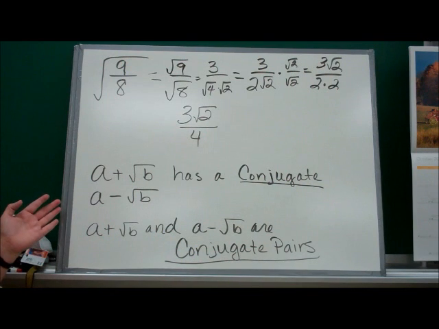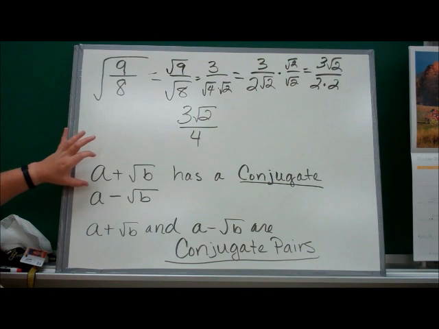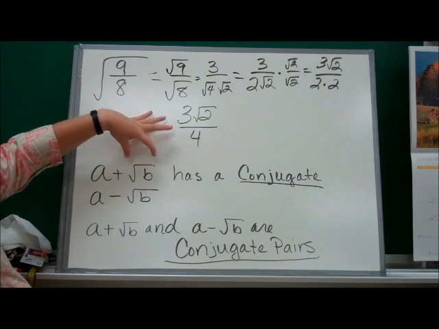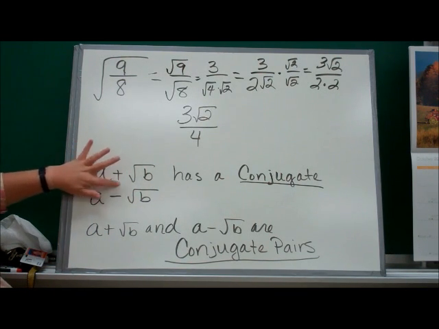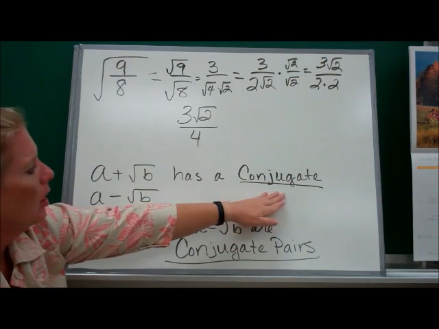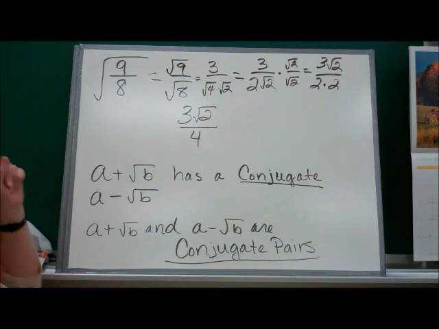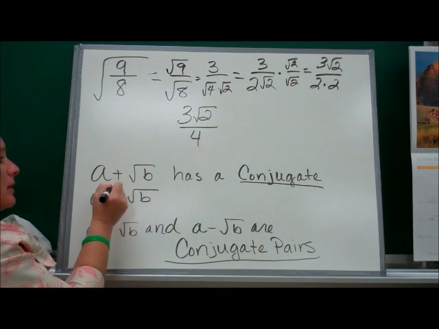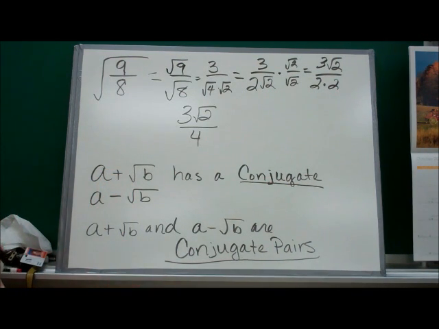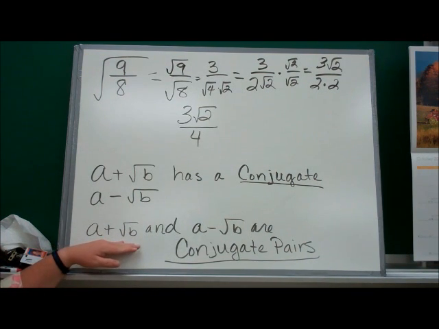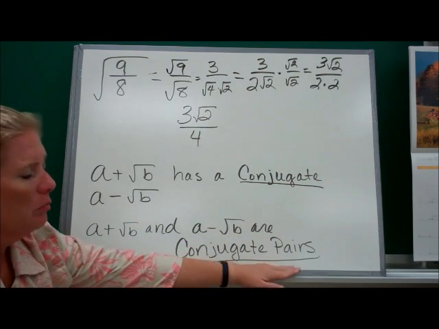Vocabulary. What if we have a number where we're adding a square root, like an integer plus an irrational? Okay, it happens. We're going to see those a lot. A plus the square root of b has what's called a conjugate. The conjugate is a minus the square root of b. The only thing that changes is the plus and the minus. These two are opposite signs of each other. That's it. So you've got to remember, a plus the square root of b and a minus the square root of b are called conjugate pairs.